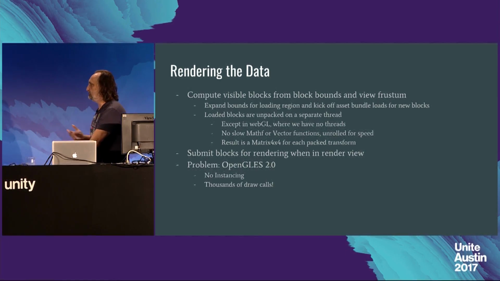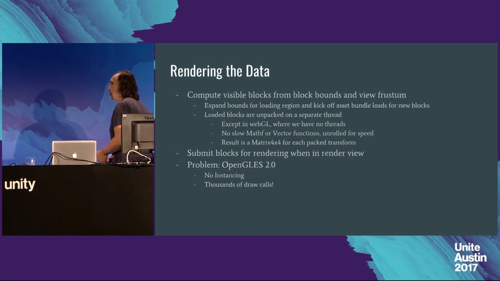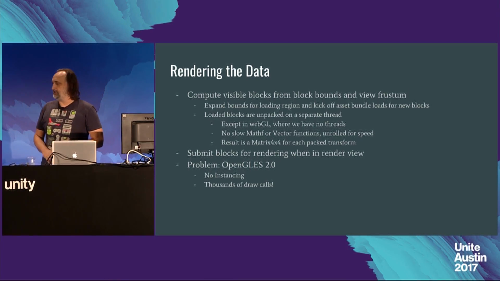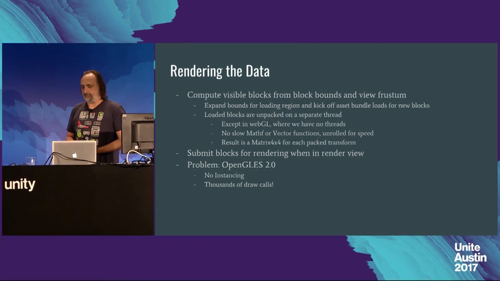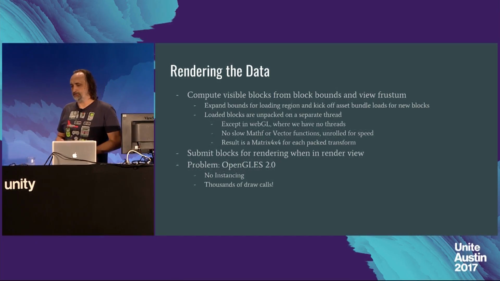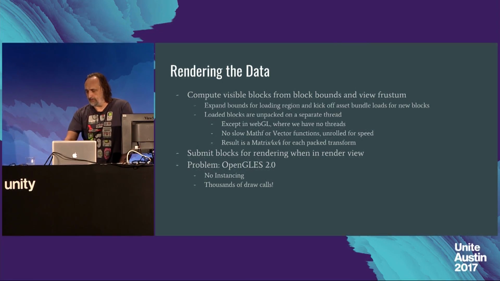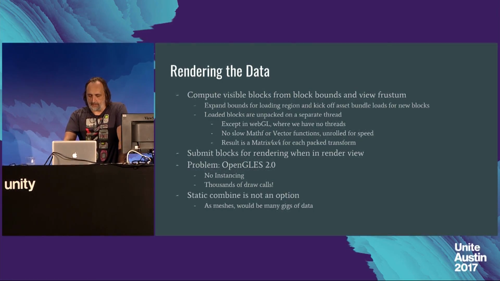But we run into a problem here, which is that we're on OpenGL 2.0. We don't have instancing or any of the modern features, and we're not even in that version of Unity. Even if we were in a newer version of Unity that had instancing, we can't use it because OpenGL 2.0 doesn't support those features. So this is going to be thousands of draw calls, and we need to figure out a way around that. There's another option, which is static combine of all this stuff into meshes, or even doing this dynamically. And it's not really feasible.